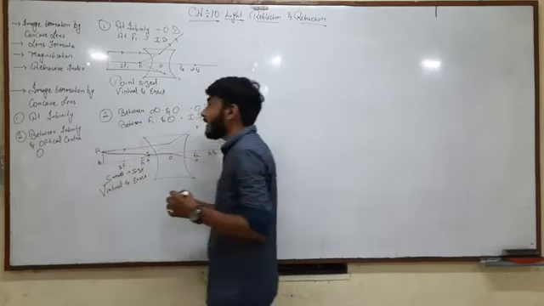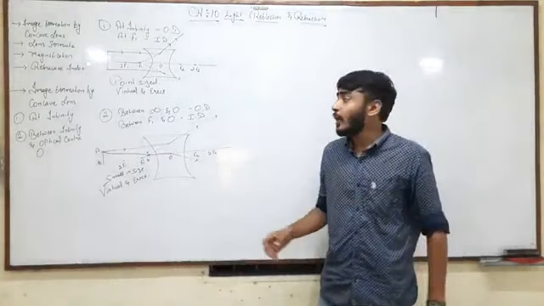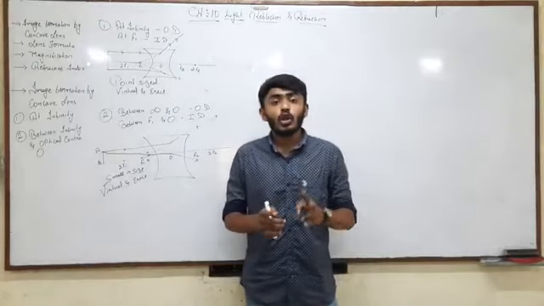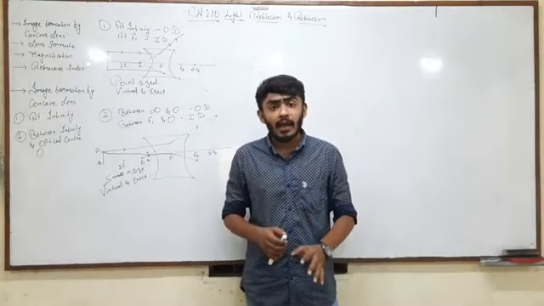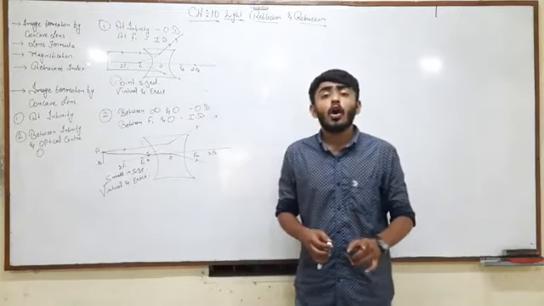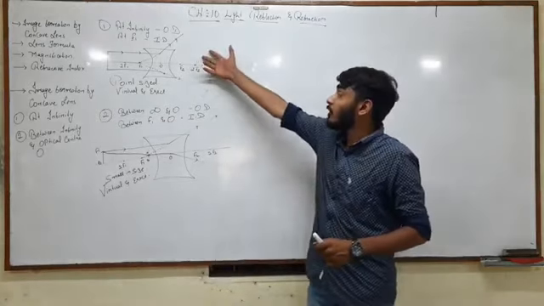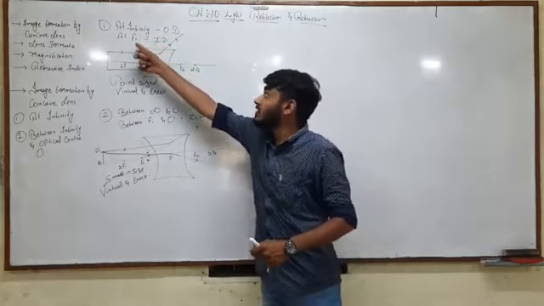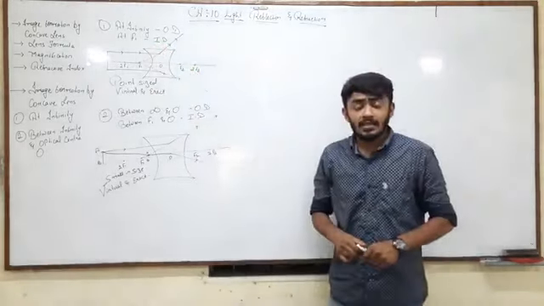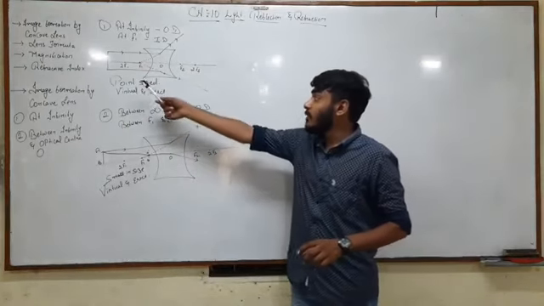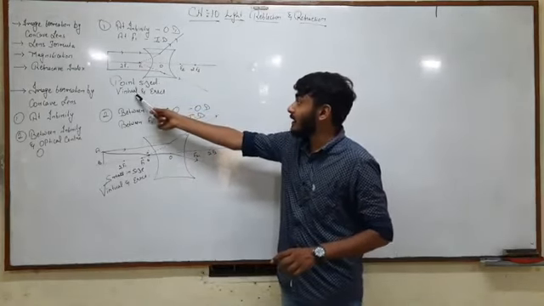Virtual and erect. Fine, students, I hope you are clear with this. These were the two image formations by a concave lens. The first one was at infinity, that was the object distance, then your image distance will be at the focus, and that will be point size, virtual and erect.